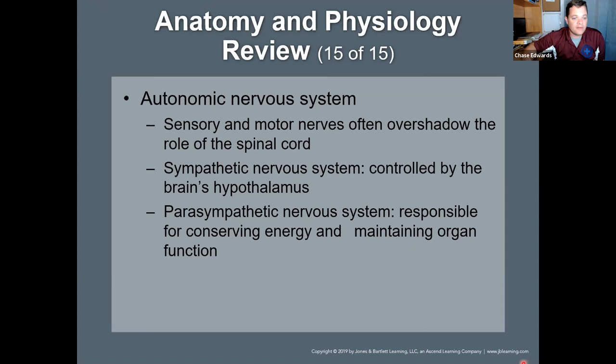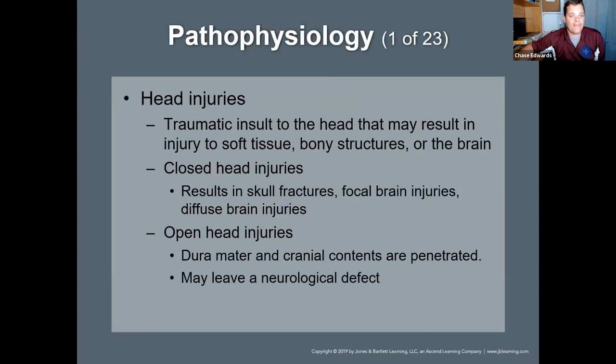I'm going to skip right over the rest of this because we can all read. Sounds good.